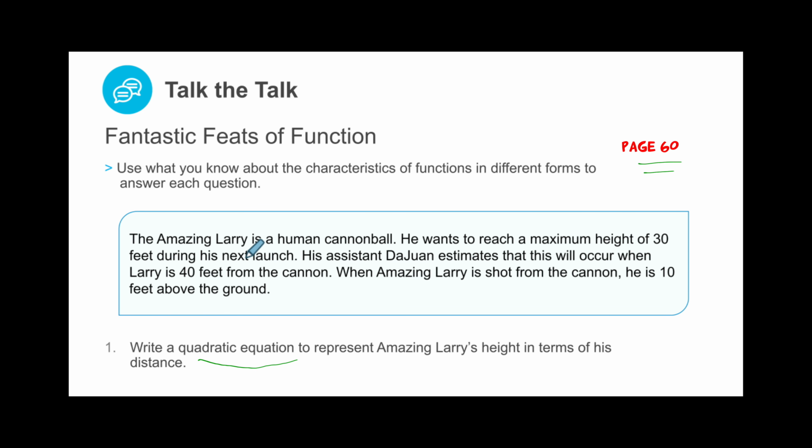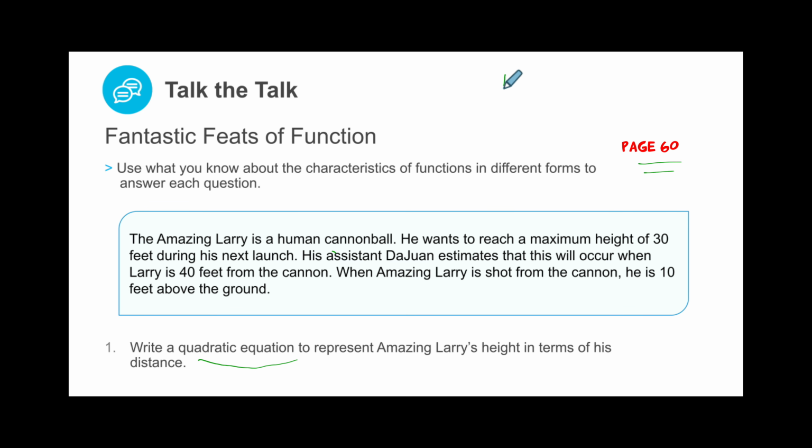Let's read this problem here. We have the amazing Larry. He's a human cannonball. He wants to reach a maximum height of 30 feet during his next launch. You know a human cannonball? Like shoot you out of a cannon? His assistant, Dewan, estimates that this will occur when Larry is 40 feet from the canyon.